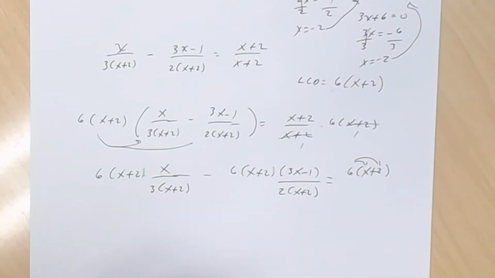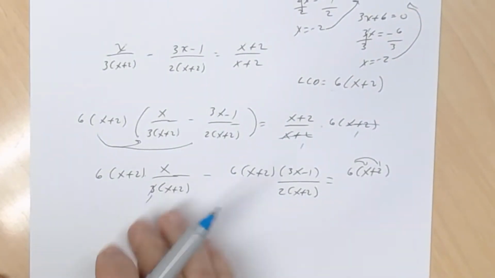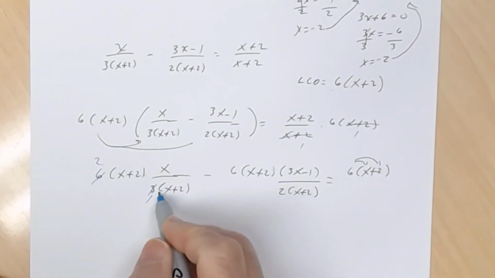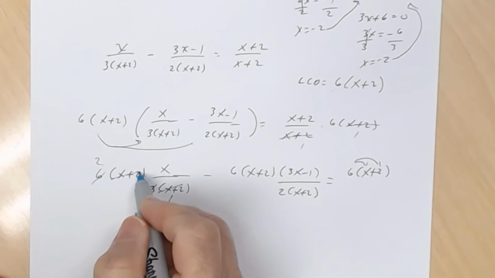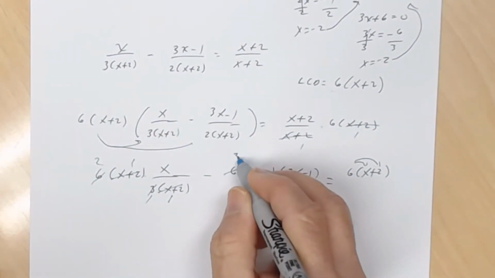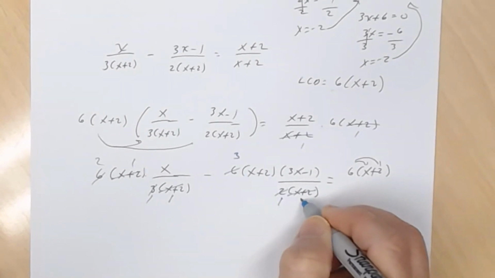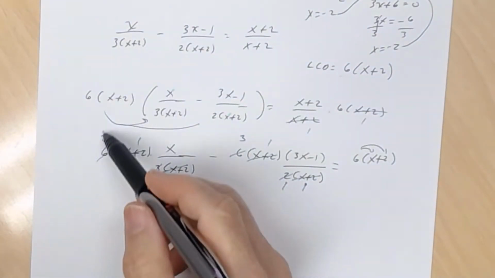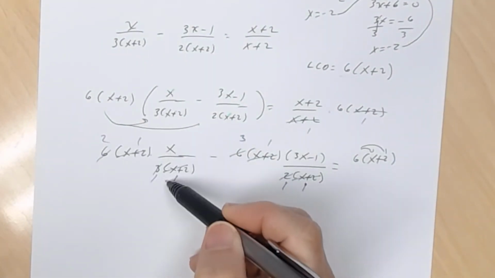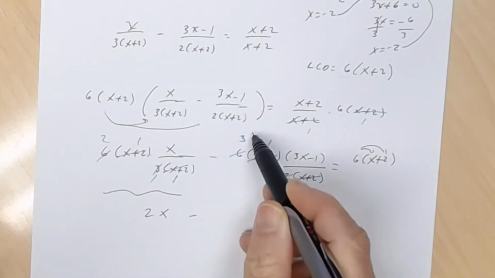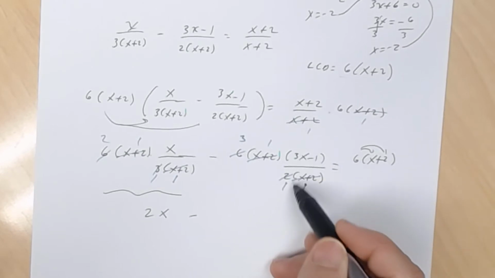Okay, now at this point we'll go ahead and reduce. 3 into 3 is 1. That's what we wanted. Remember, we wanted this to all be 1s. 3 into 6 is 2. x plus 2 into x plus 2 is 1. x plus 2 into x plus 2 is 1. 2 into 2 is 1. 2 into 6 is 3. x plus 2 into x plus 2 is 1. x plus 2 into x plus 2 is 1. And so now look at what we have. We have 2 times 1 times x is 2x, minus 3 times 1 times (3x minus 1).